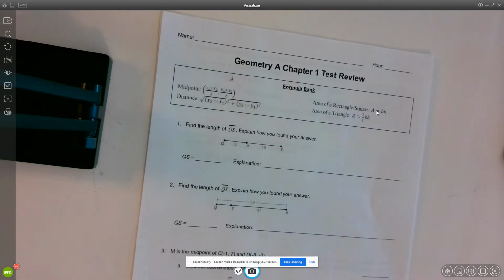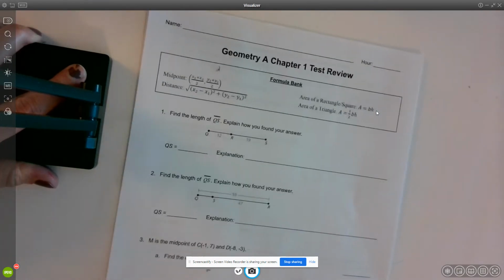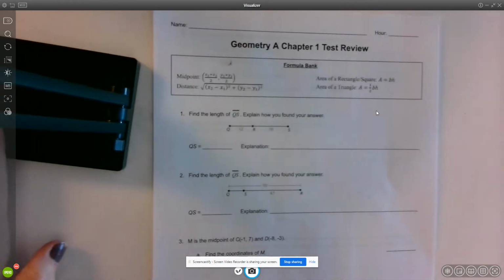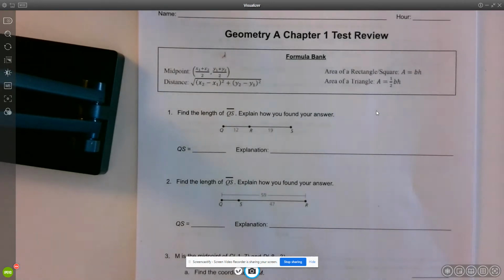This video is going to go over the first page of the Chapter 1 test review. And so you'll notice there's a formula bank at the top. All of these formulas will be ones that are given to you on the test. So let's go ahead and start with number 1.